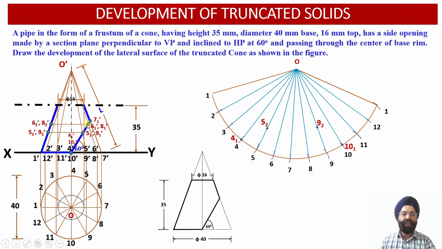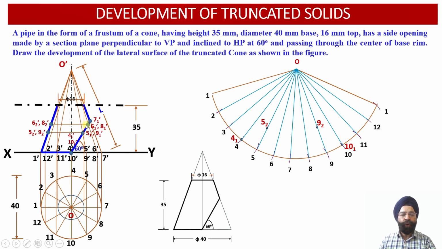Now the next 2 points of intersection happen to be 6-1 dash and 8-1 dash, as they are obtained onto the apparent lengths of the slant generators O-6 dash and O-8 dash, as these slant generators have been intersected by the cutting plane over here. But again, the radii which we have obtained by virtue of this intersection, that is O-6-1 dash and O-8-1 dash, will represent the apparent length radii.